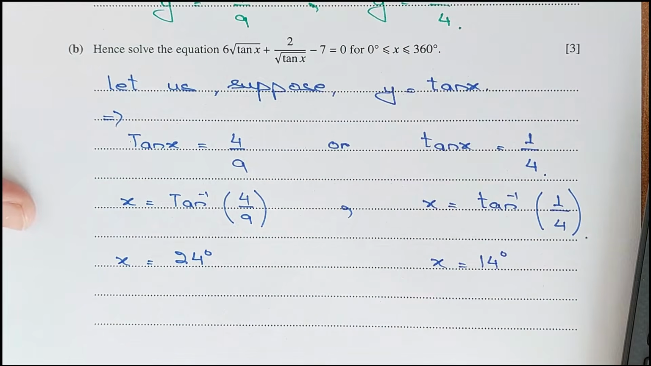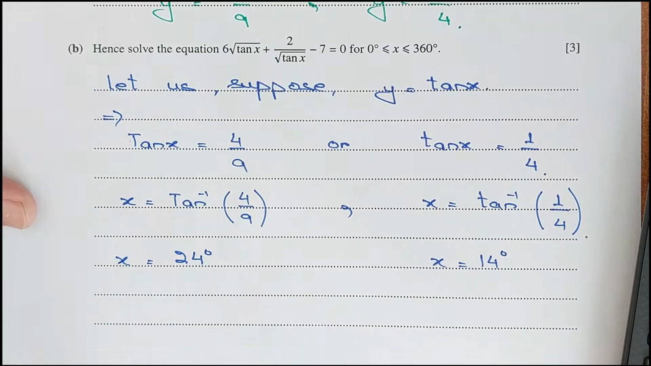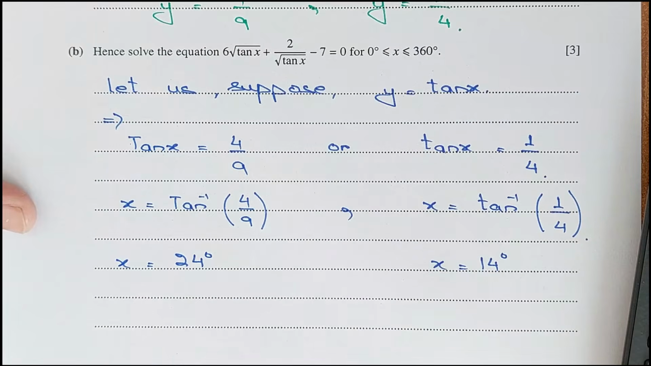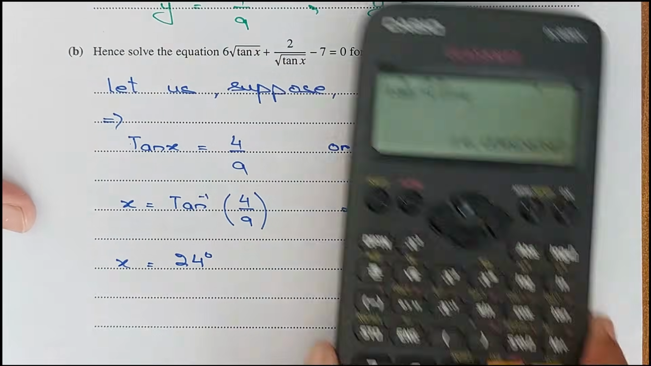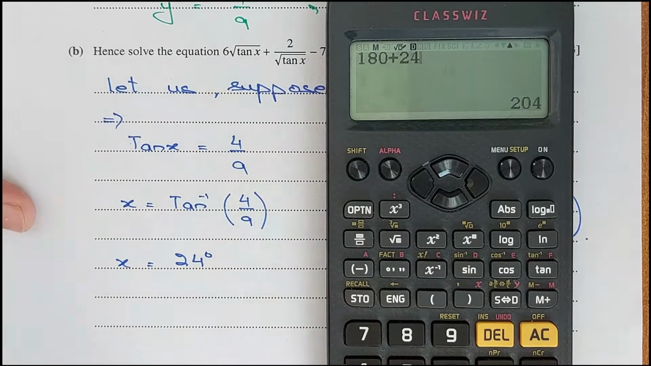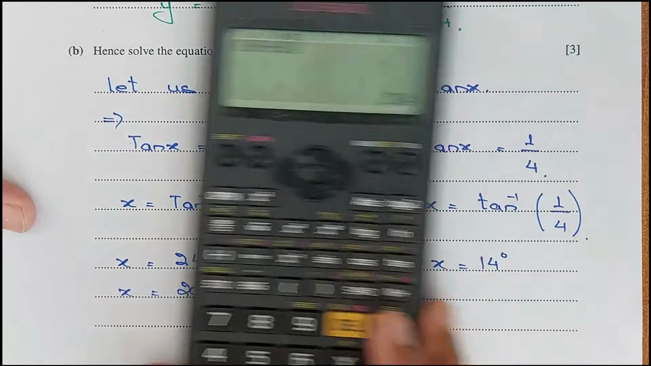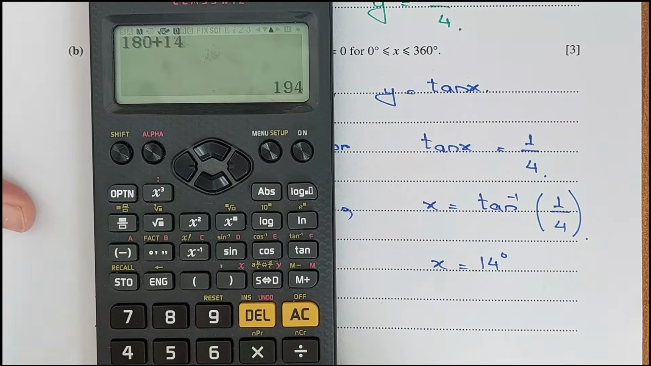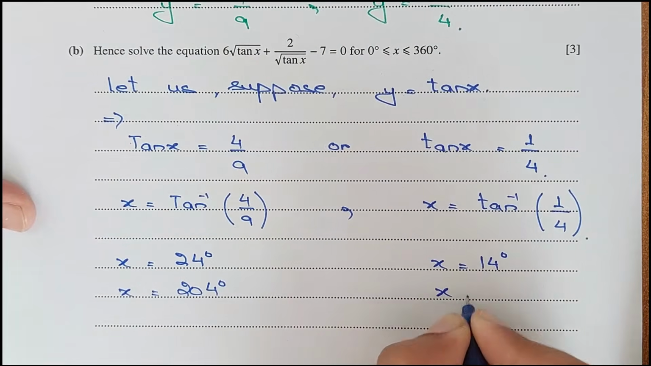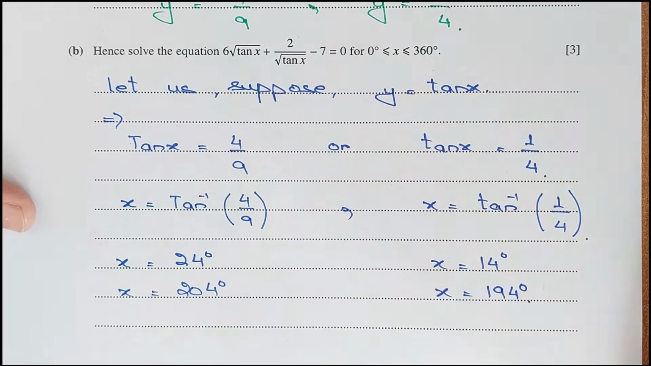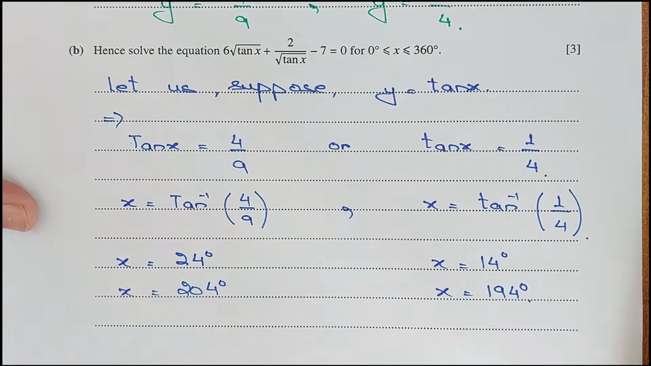Now tangent is positive, so using the CAST rule, it is in the first and third quadrants. 14 degrees and 24 degrees belong to the first quadrant, between 0 and 90. For the third quadrant we have to do 180 plus the theta values. So 180 plus 24 is 204, so x is equal to 204 degrees, and 180 plus 14 is 194 degrees, so x is equal to 194. So these are the four solutions of the equation in the domain 0 to 360 degrees.